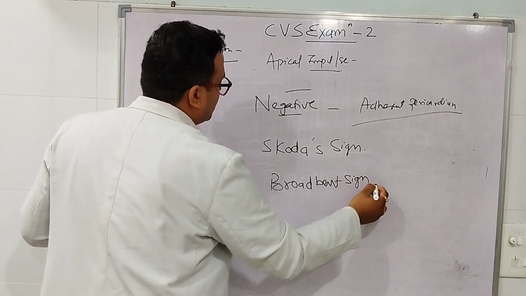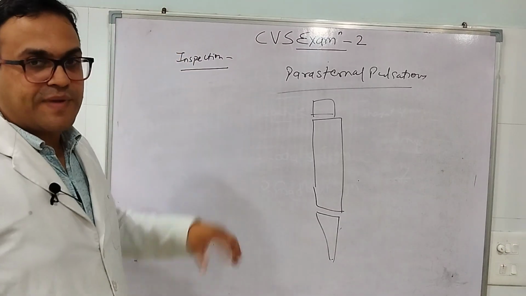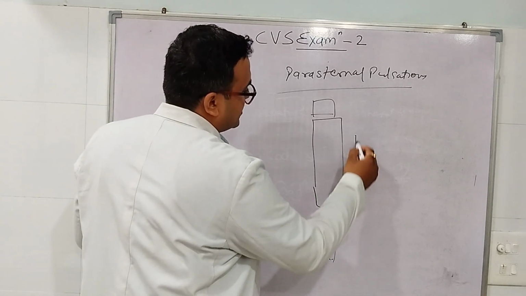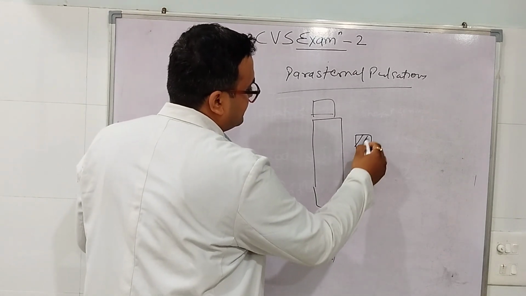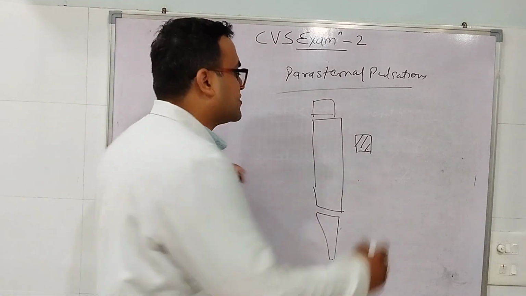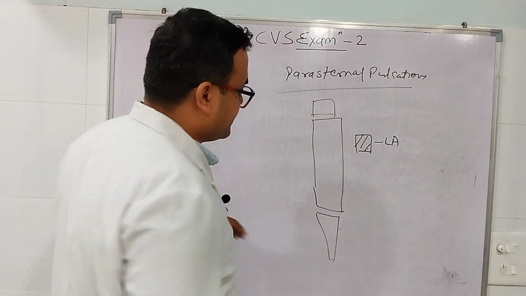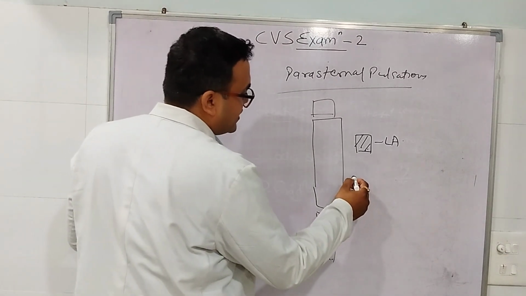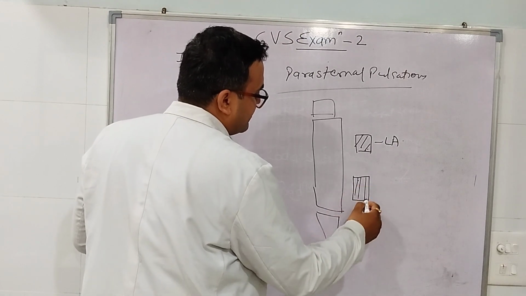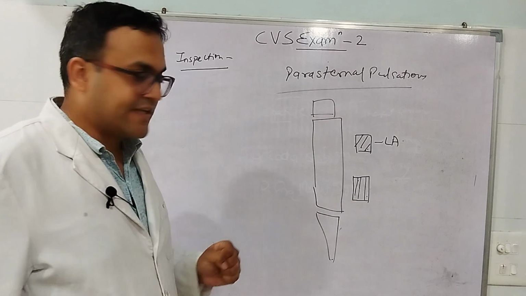Skoda's sign or Broadbent sign. Now coming to parasternal pulsations. Parasternal pulsation in the left upper side can be because of a dilated left atrium, and in the left lower side we can see parasternal pulsations because of a dilated right ventricle.